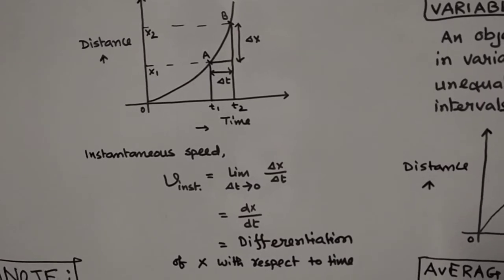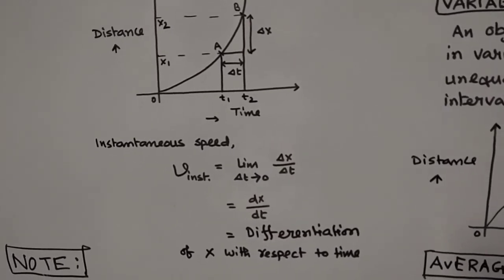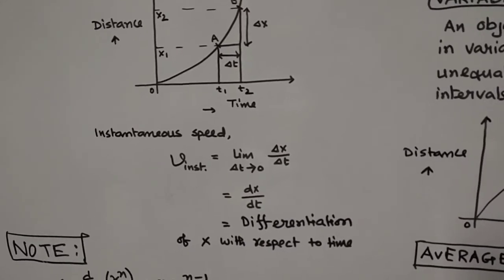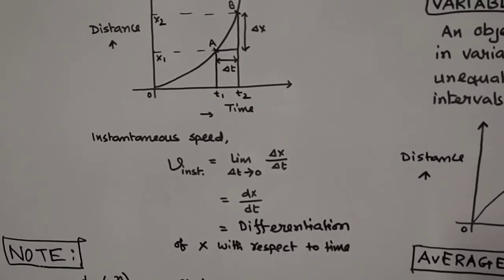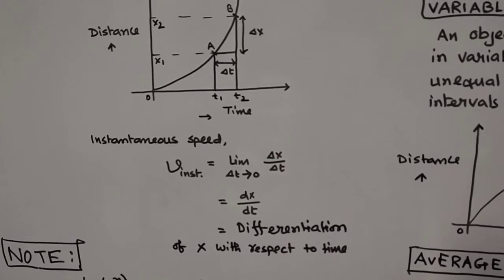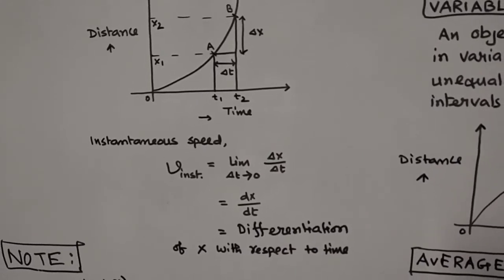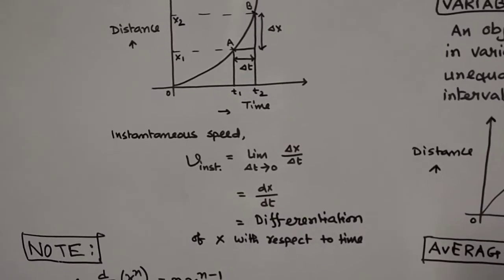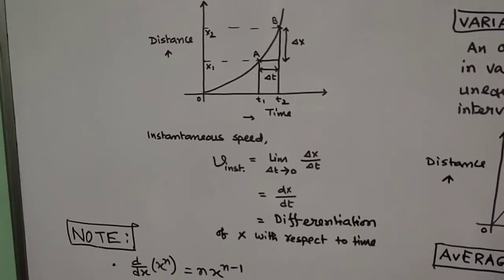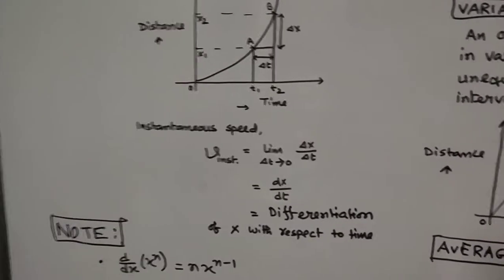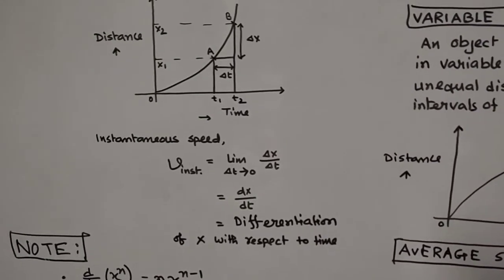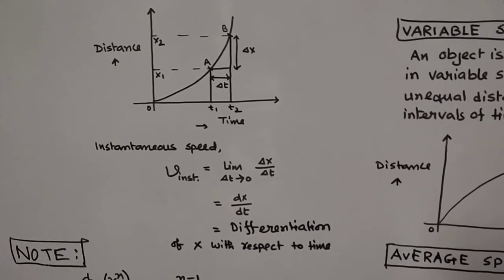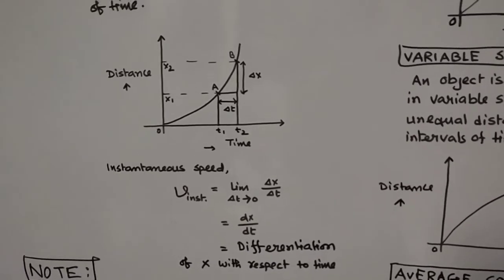Now dx by dt, in mathematics we will get later on. It is nothing but differentiation of x with respect to time. t is your time, isn't it? So how will you read out differentiation of x with respect to time? Now slowly we are going to the mathematics part. This is the speed at an instant, that is your instantaneous speed, and the general speed goes to the instantaneous speed under the condition limit delta t tends to 0.